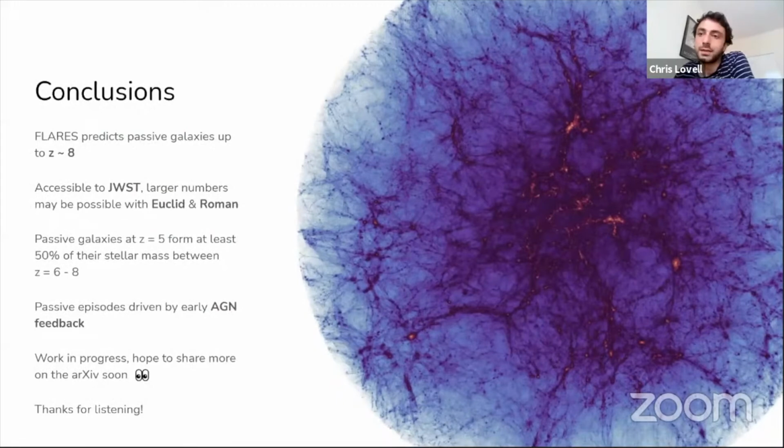So I will finish up there, just summarizing some of the passive galaxy populations in FLARES. These will be accessible to JWST, and seen in larger numbers, probably with Euclid and Roman. We're making predictions for that.